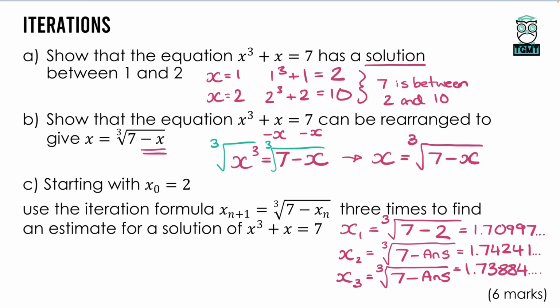But there we go, you can also see that the 1.73 is also between the 1 and the 2, which it was asking us to show in part A. So it's all kind of linked together as well, which is quite nice. But there we go, there is an iterations question.